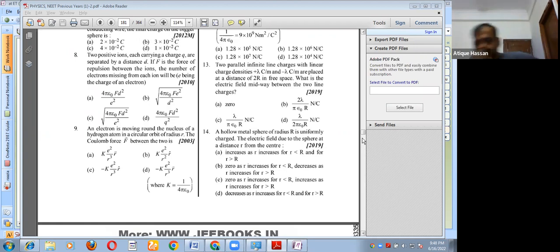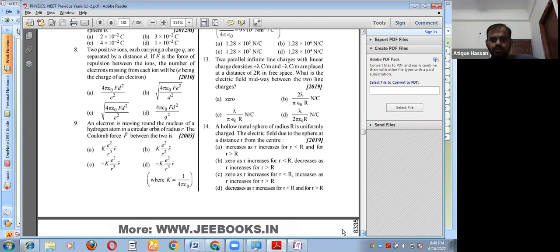Okay. So what is the correct option now? Correct. So B is the correct answer. B says, as we explained, zero as r increases for r less than R, that is an internal point, and decreases as r increases for an external point, that is r greater than R. So with no doubt, B is correct. So both of you understood this question now.